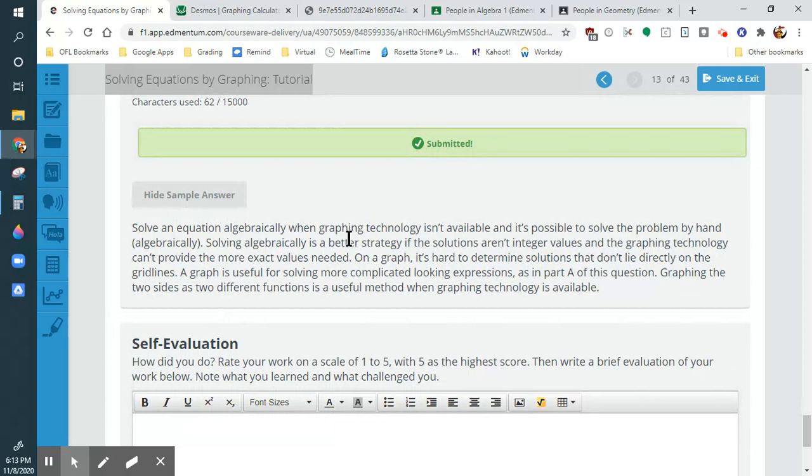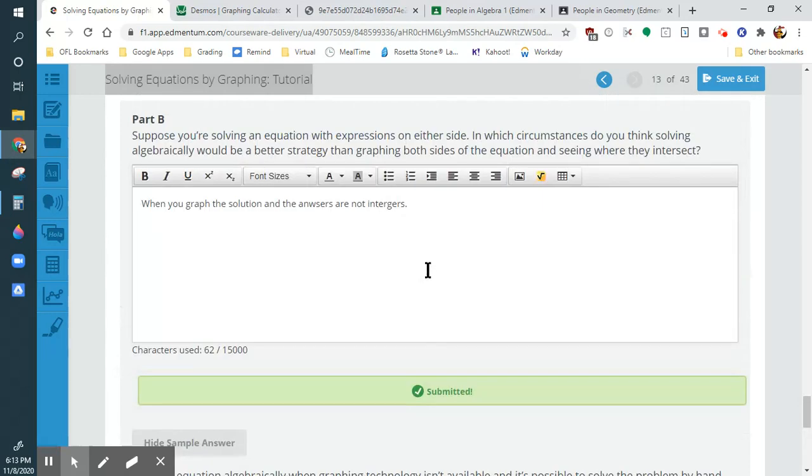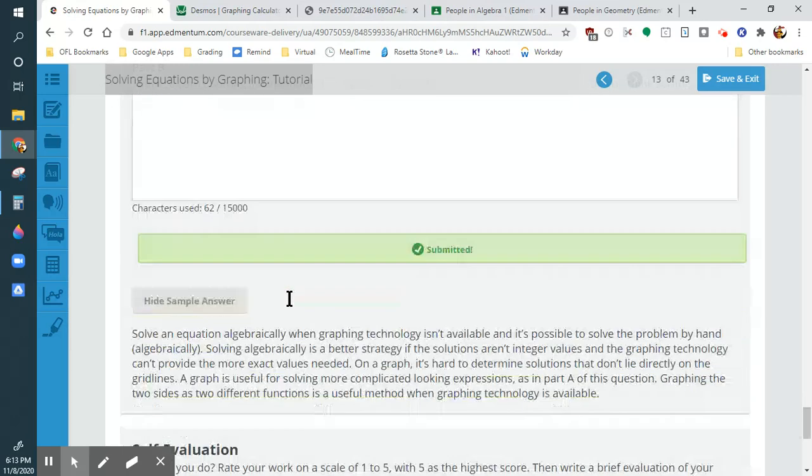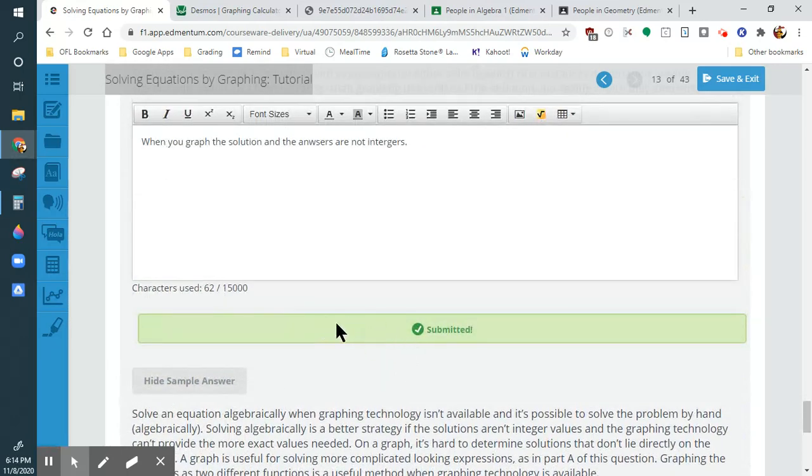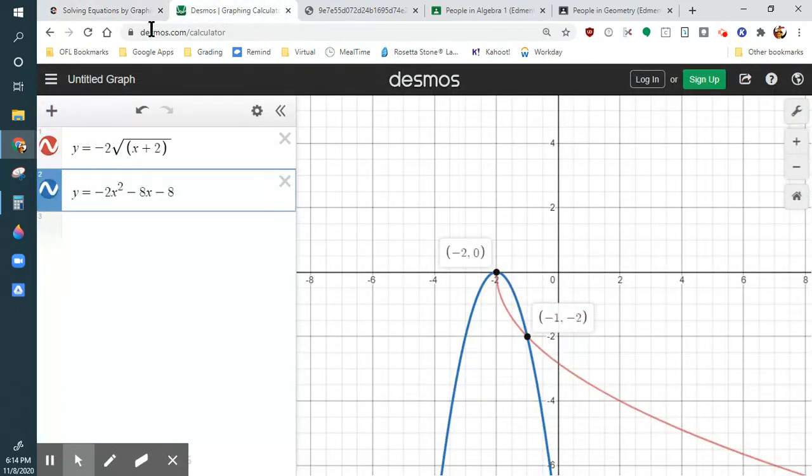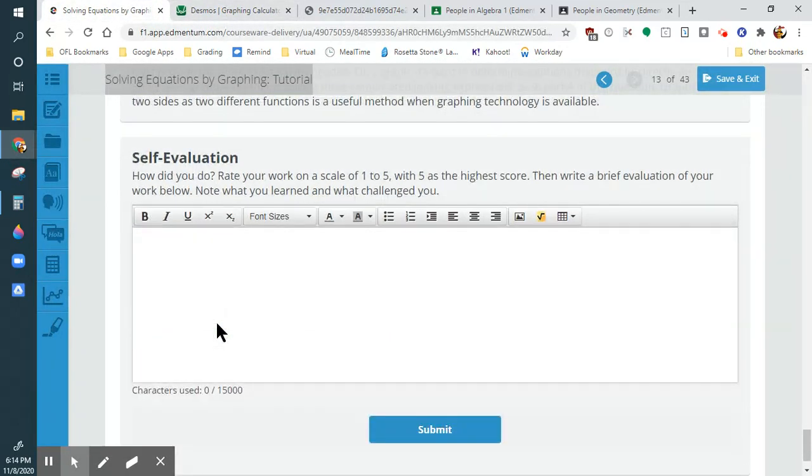So let's see what they say. Solving algebraically is better when the graphing tool isn't available. Obviously, when it's not available, it's also possible to solve the problem by hand algebraically. Solving algebraically is a better strategy if, there we go, integers. So obviously, if you don't have a graphing calculator, you have to do it algebraically. Desmos is very available now. Also, if they're not integers, sometimes they're not the best approximation. I've done things with Desmos on calculus, and it'll round a little awkwardly.